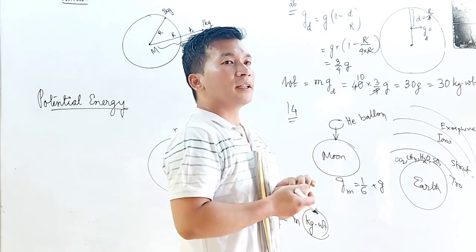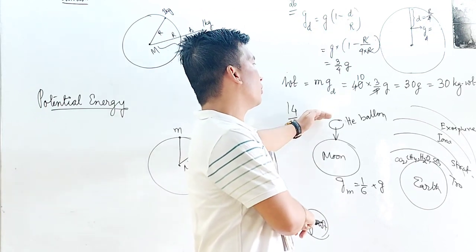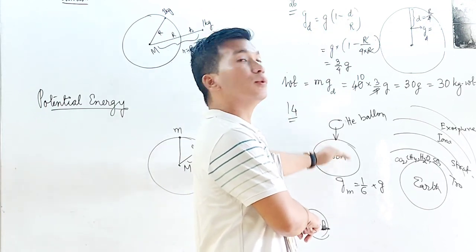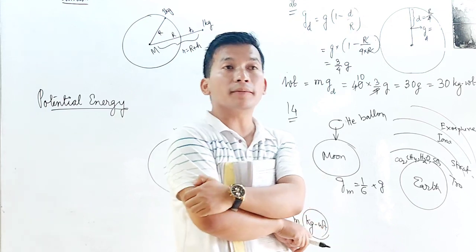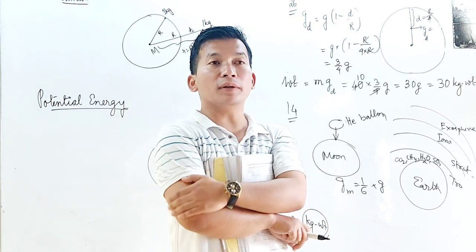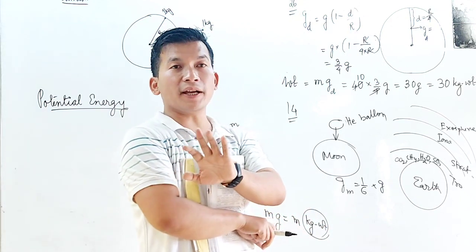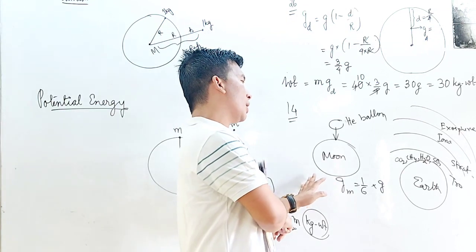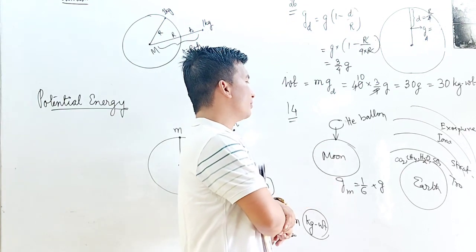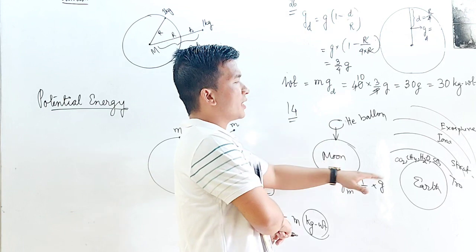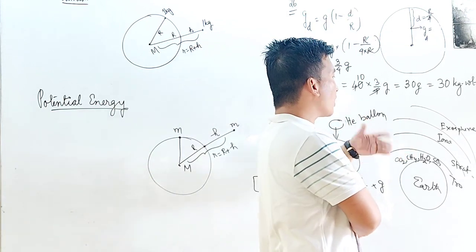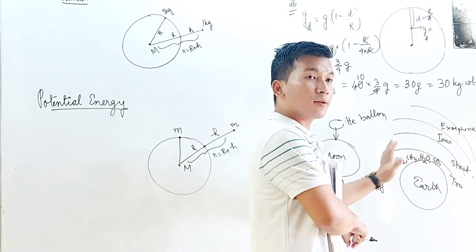Therefore, this hot air balloon will fall on the surface of the moon. Understood? It is simple logic. Our answer is option number D. Answer is option number D.